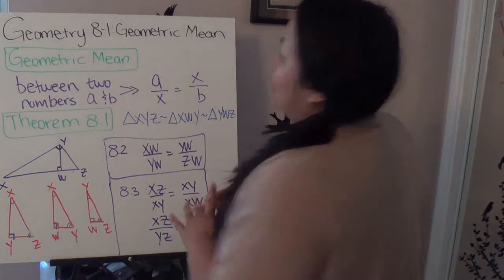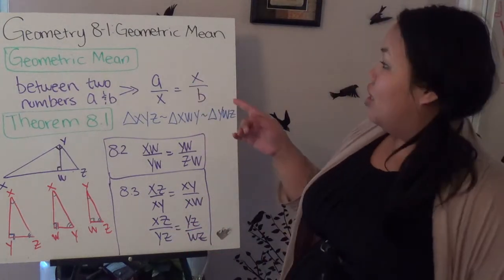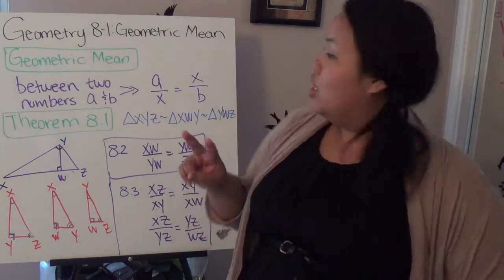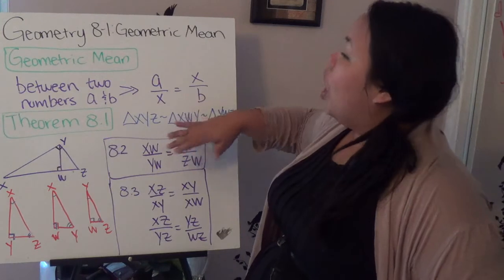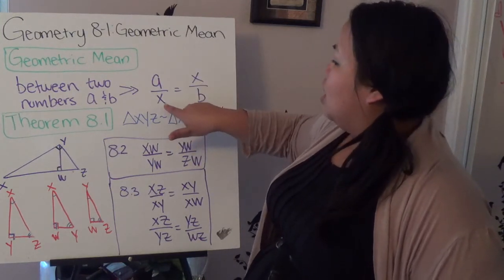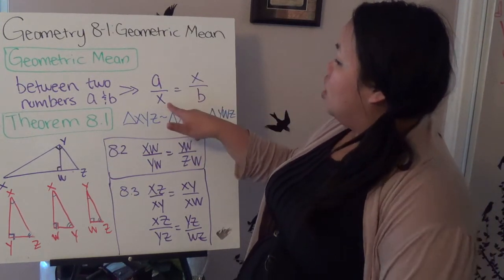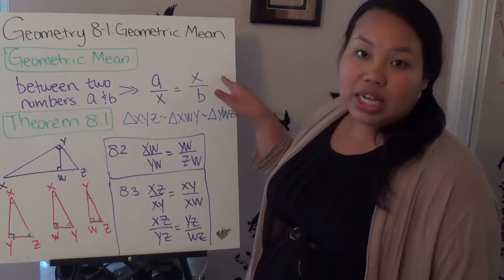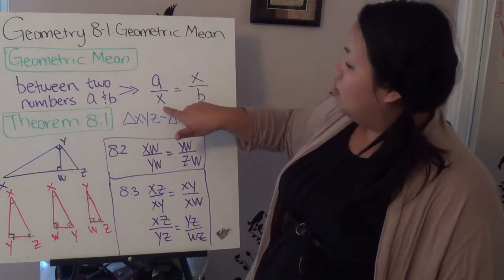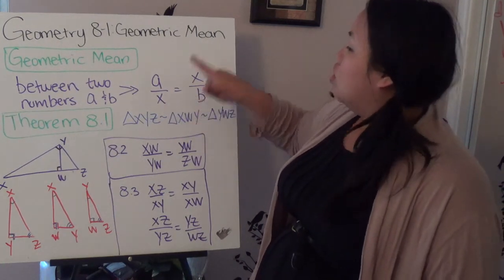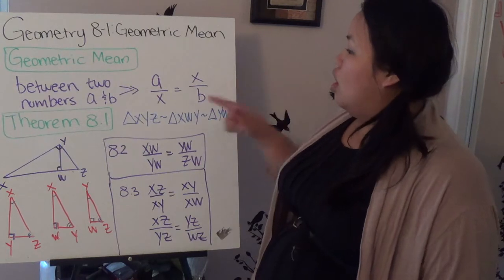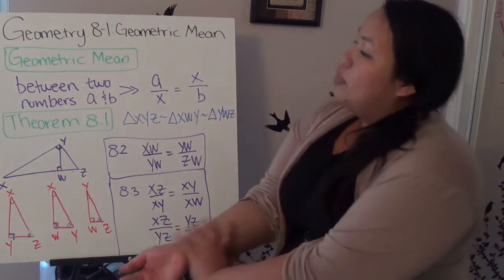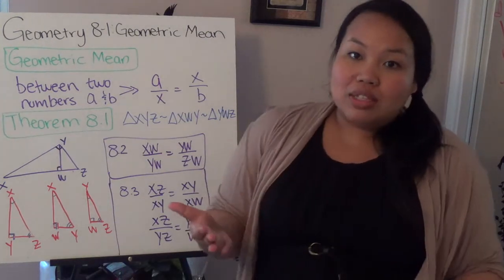In Geometry Section 8.1, we're dealing with the geometric mean. A geometric mean basically means that you have two numbers, and how you find the geometric mean is that this is the ratio, the denominator in the first is equal to the numerator in the second. So it's a proportion where the bottom denominator equals the second proportion's numerator between these two numbers. And this is important when we're looking for proportions and we have x.